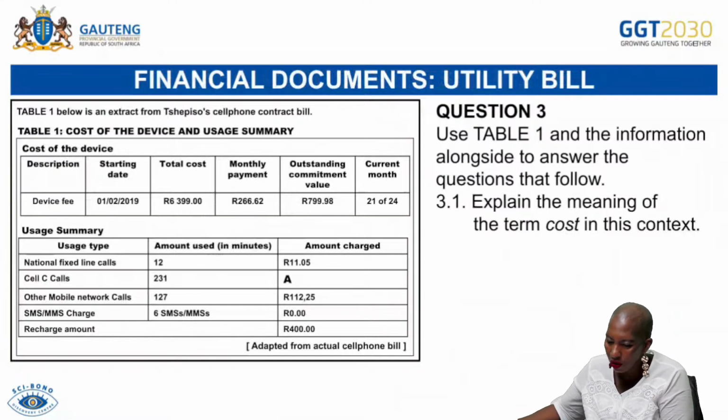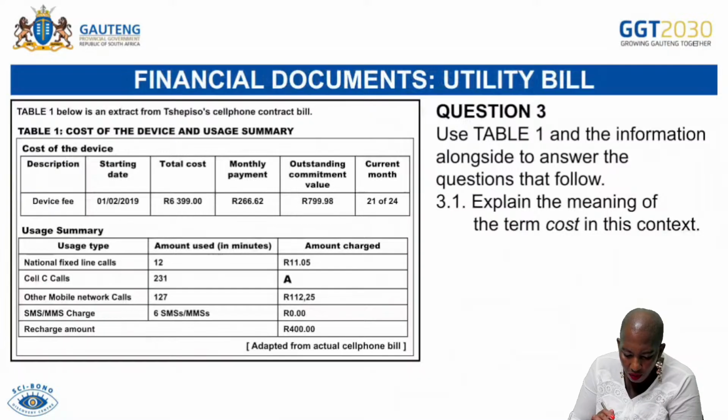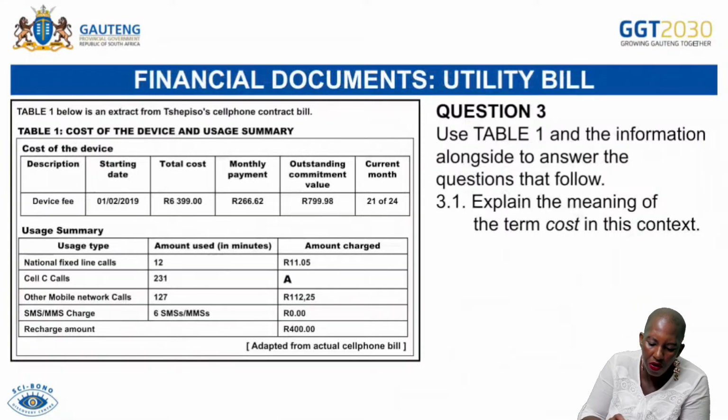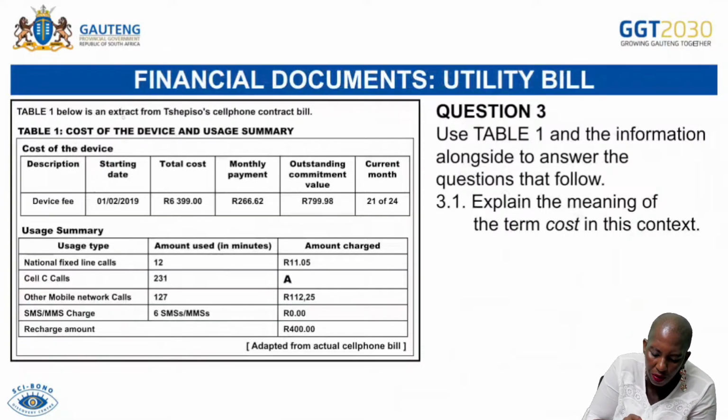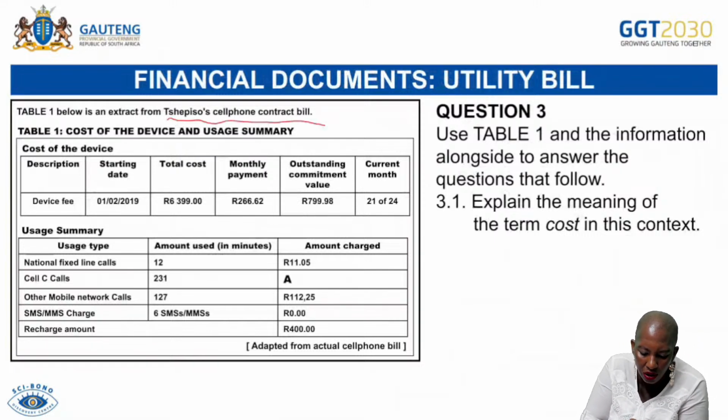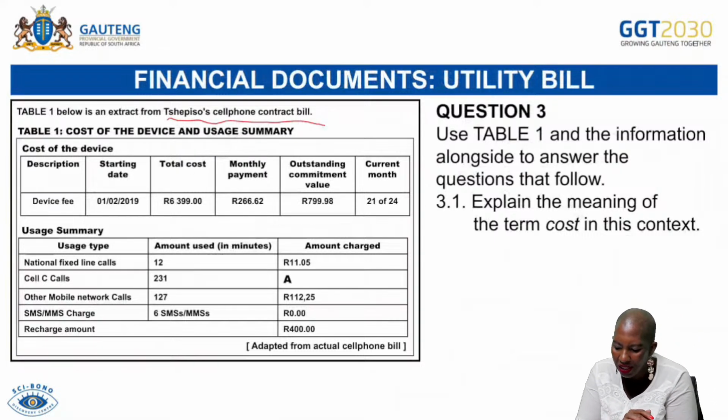So boys and girls, now let's go to the next question, because we are running out of time. Quickly, let's work it out. It says use table 1 and the information alongside to answer the questions that follow. Explain the meaning of the term cost in this context. Now here, it says the table below is an extract from Tsepiso's cell phone contract bill, the cost of the device and the usage summary.